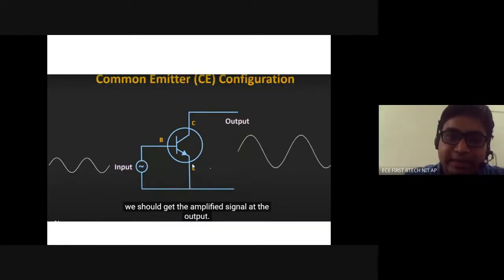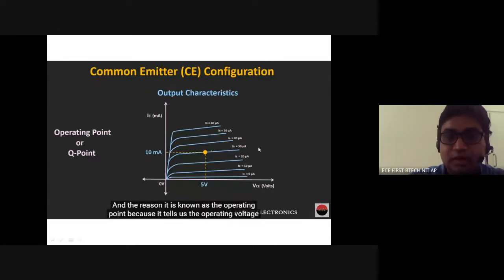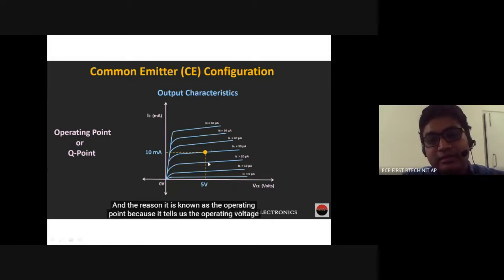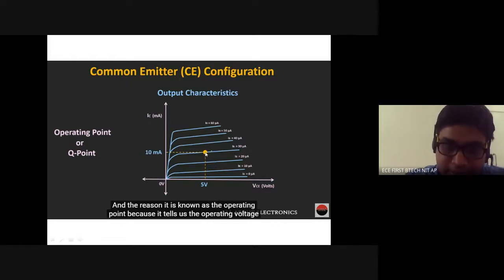So the basic idea is that this is the input signal, and because of this common emitter configuration, we get the amplified output of the signal. Now, as you can see here, the operating point. Why is it so important? My operating point is somewhere in the output characteristics curve here. I'm not drawing the load line here, but the point is on the load line. That is our operating point, or Q point, or quiescent point.